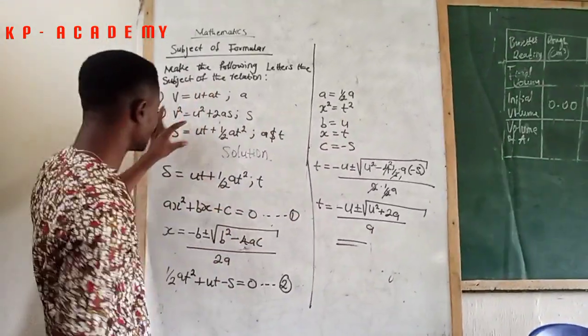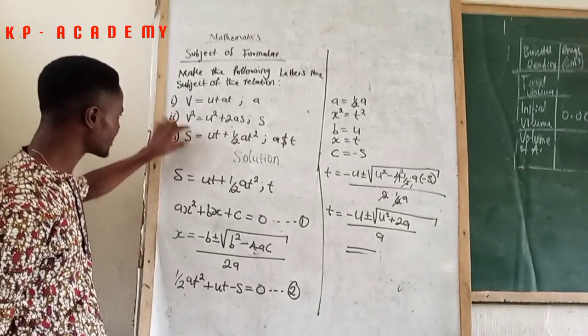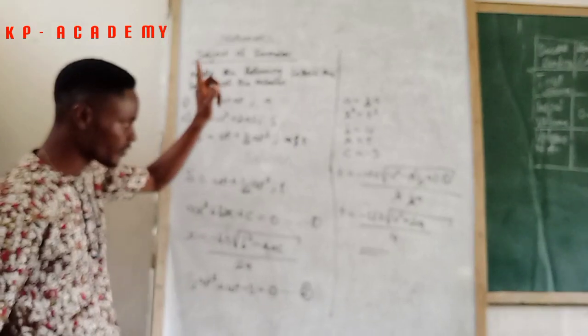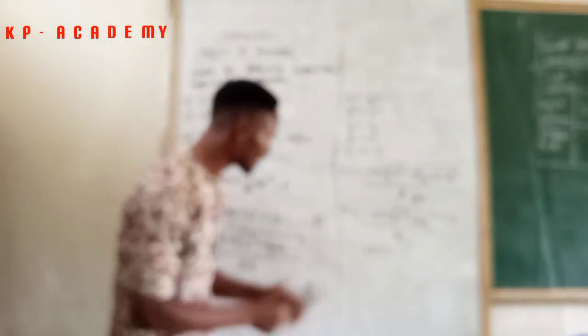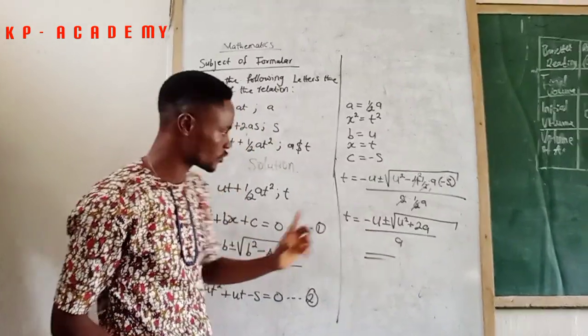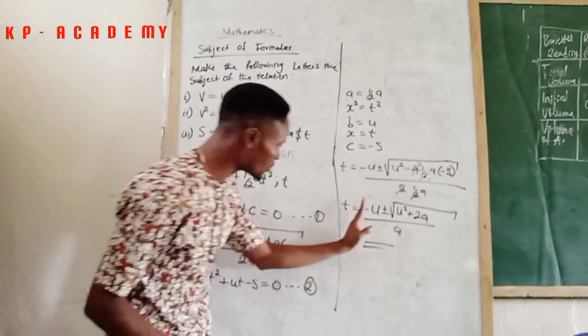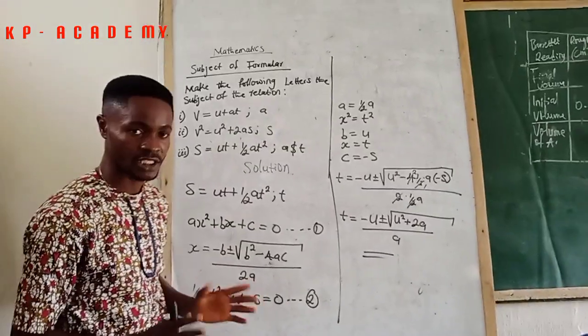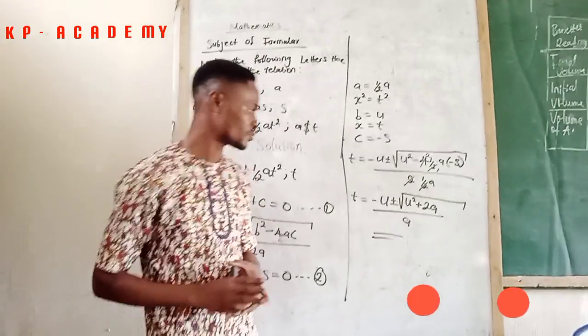Now, from this, if s is equal to ut plus half a t squared, making t the subject of the formula is this. Now, notice that t is now equal to this, the whole of this as the answer, when made the subject of the formula, because on this side of the equation now, I no longer find t or t squared. So that is the answer to this question.